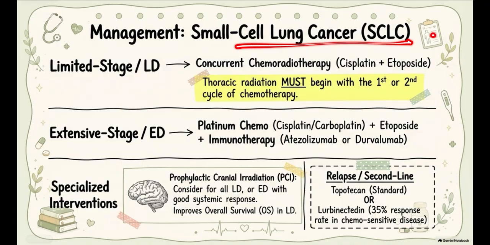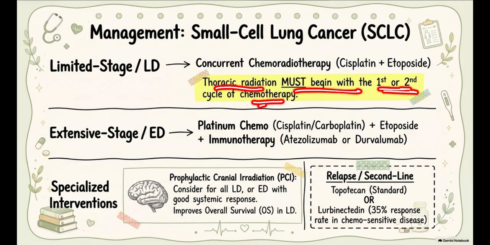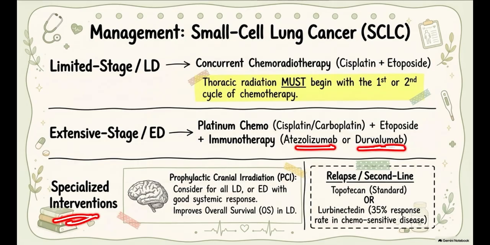Now let us cover the management of small cell lung cancer. Limited stage disease relies on concurrent chemoradiotherapy using cisplatin and etoposide. The protocol is very strict here. Thoracic radiation must begin with the first or second cycle of chemotherapy. Extensive stage disease is treated with platinum chemotherapy, etoposide, and immunotherapy, such as atezolizumab or durvalumab.